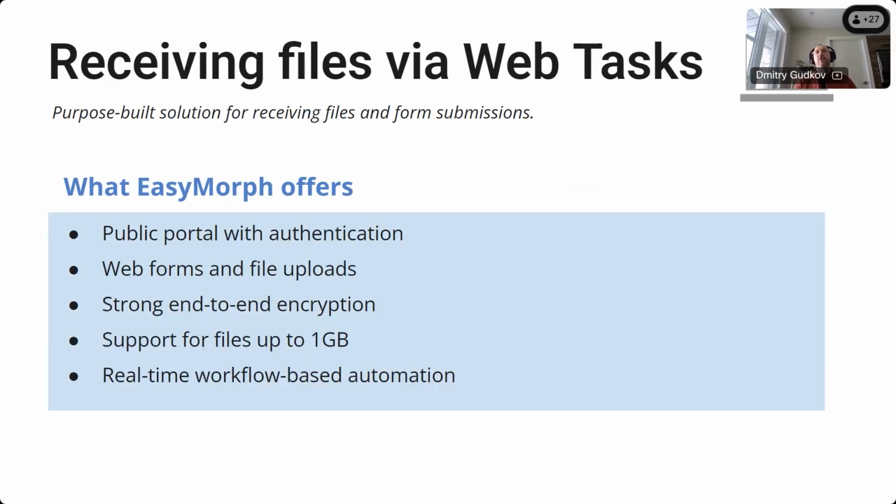Finally, EasyMorph offers a purpose-built solution for processing incoming file submissions. It's called Web Tasks. If you registered for this webinar, you already used Web Tasks, so you can get an idea what it works like from the user perspective. Web Tasks offer a public portal with authentication, with complex web forms and file uploads. It provides strong end-to-end encryption, support for pretty large files, and all the file submissions are immediately processed with visual workflows securely on your EasyMorph server.